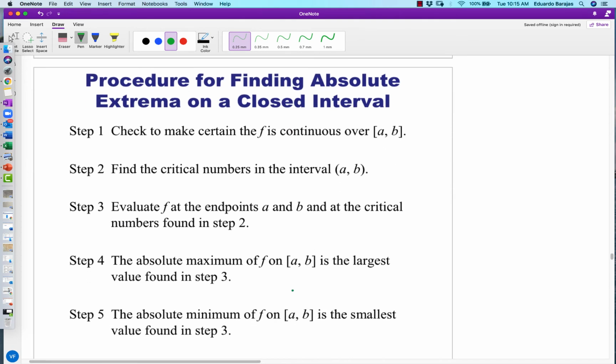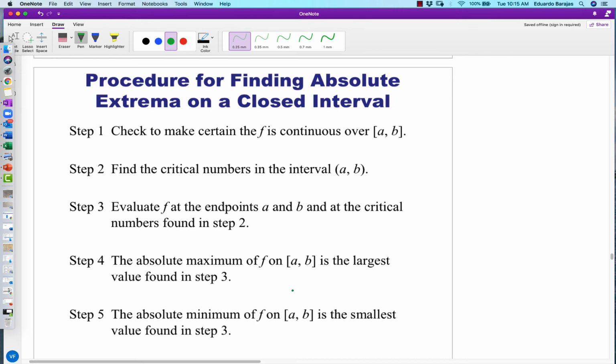So here's a procedure that we're gonna apply for finding absolute extrema on a closed interval. Step one, check to make certain that f is continuous over the interval from a to b. Remember that if the function is not continuous, all this goes out the window. If we have some sort of weird break, if it's allowed to jump to infinity, then this whole situation goes out the window. We have to make sure that's true.